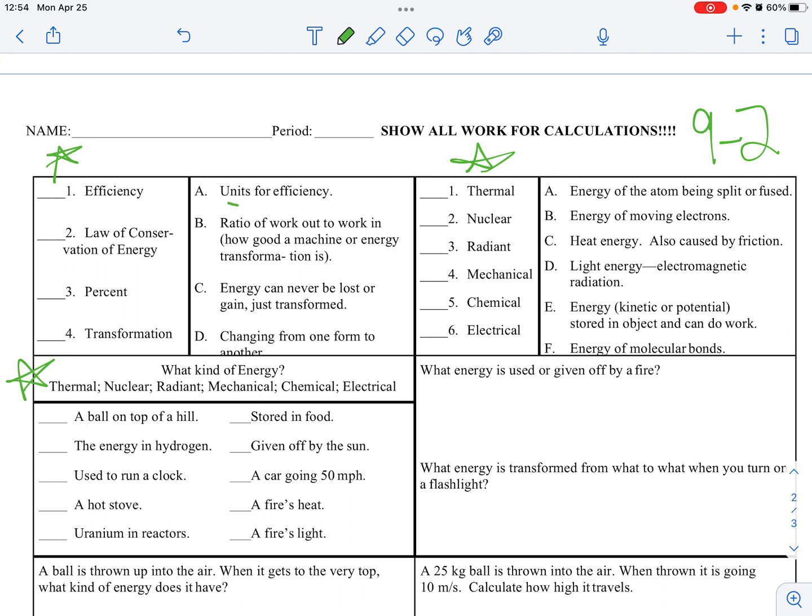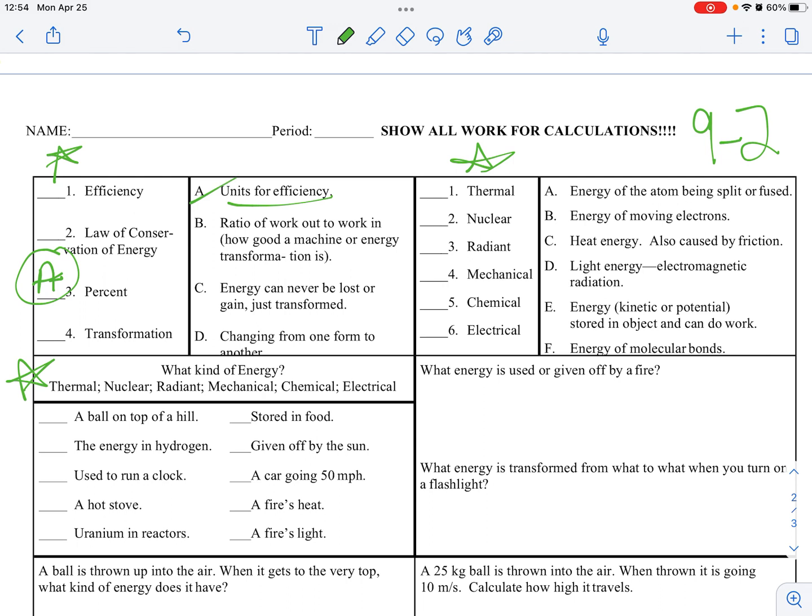Our units for efficiency are percent, A. Guys, not too loud. I'm doing a, just soft voices.